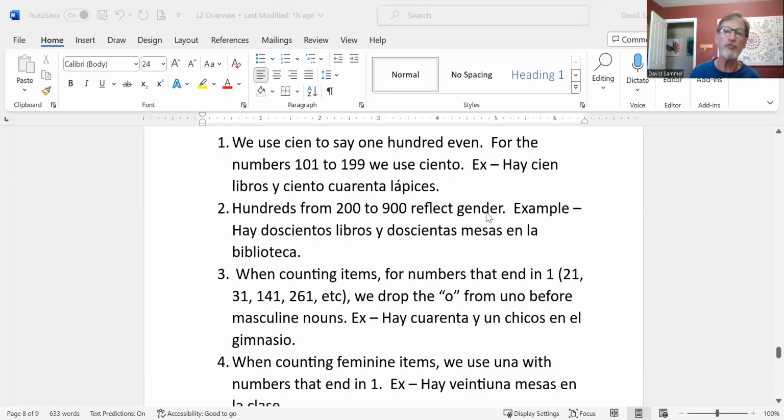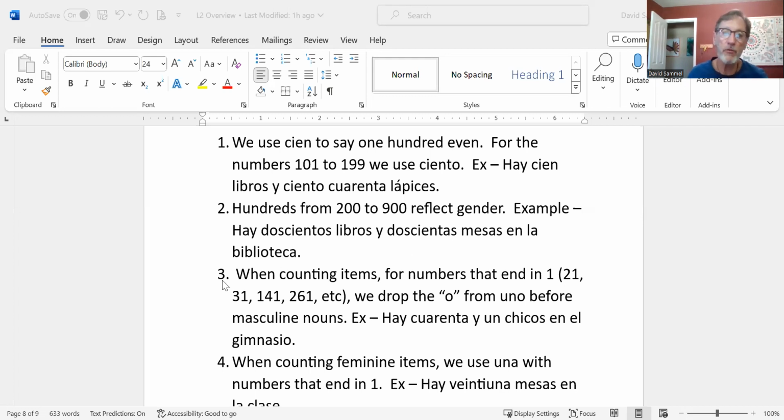Hundreds also reflect gender. So here's an example. From 200 to 900 only, okay? But the hundreds reflect gender. For example, hay doscientos libros y doscientas mesas en la biblioteca. So you can see libros, masculine. So you have to make the hundreds masculine. Mesas, feminine. You can tell by the A, right? You have to make the number 200 feminine as well.